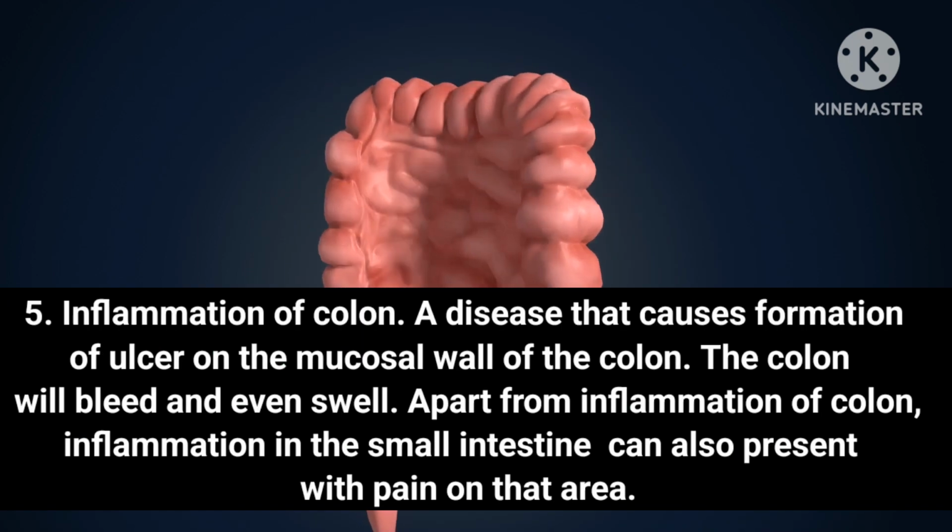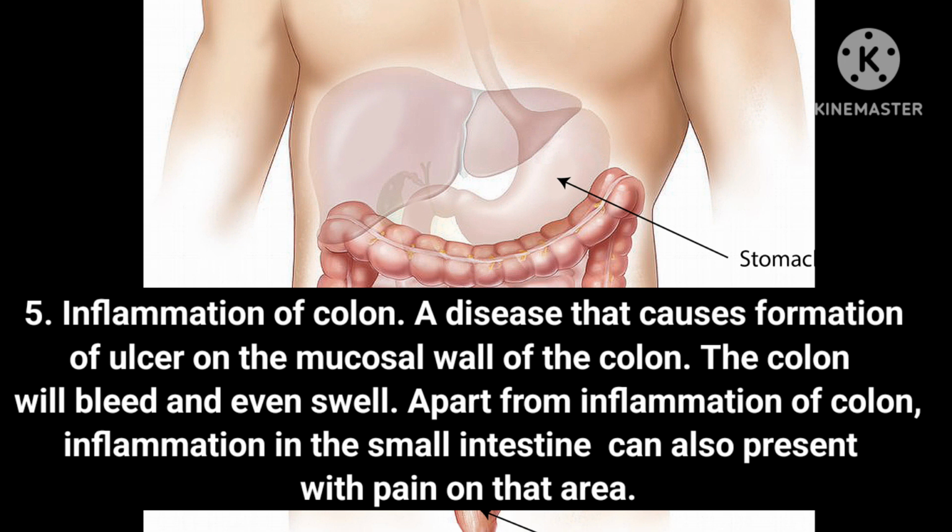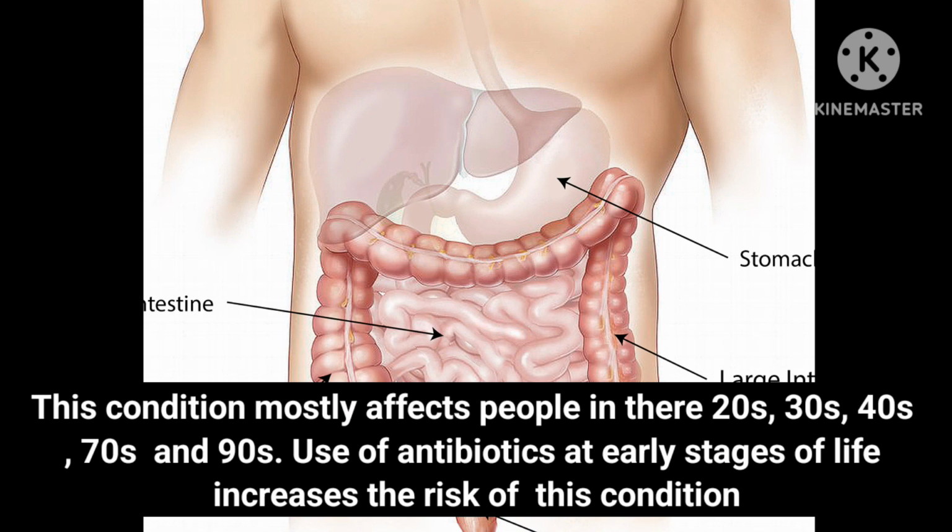5. Inflammation of the colon, a disease that causes formation of ulcers on the mucosal wall of the colon. The colon will bleed and even swell. Apart from inflammation of the colon, inflammation in the small intestine can also present with pain in that area. This condition mostly affects people in their 20s, 30s, 40s, 70s and 90s. Use of antibiotics at early stages of life increases the risk of this condition.